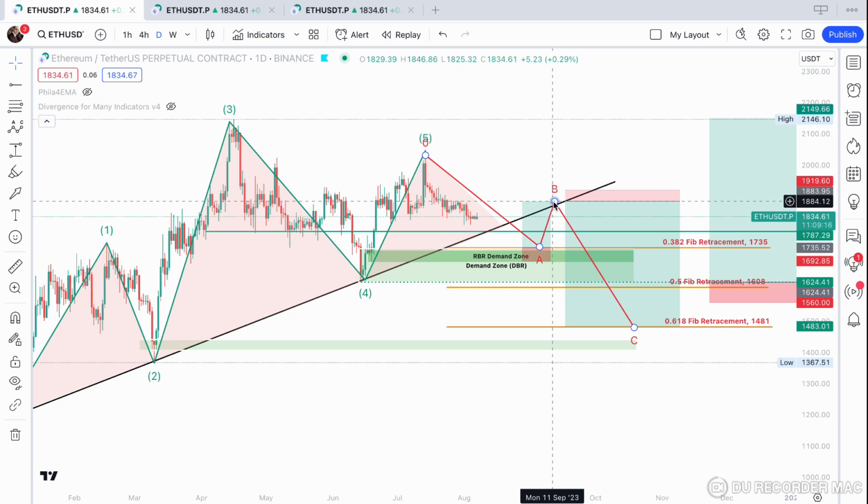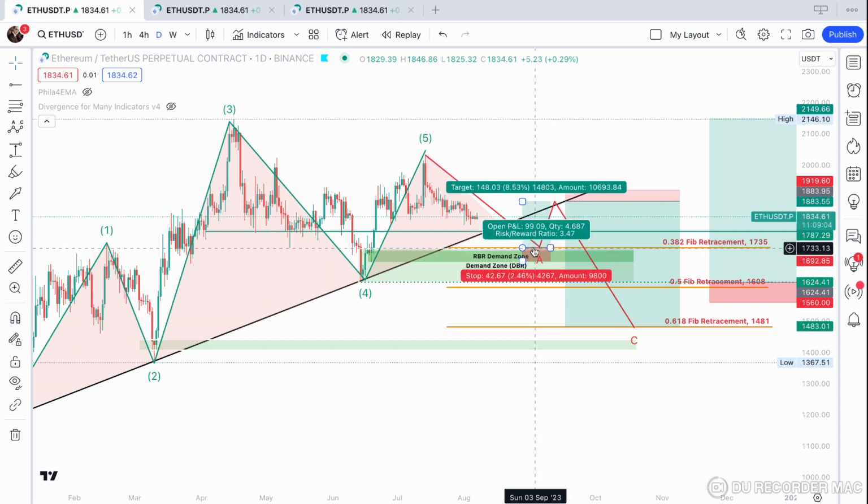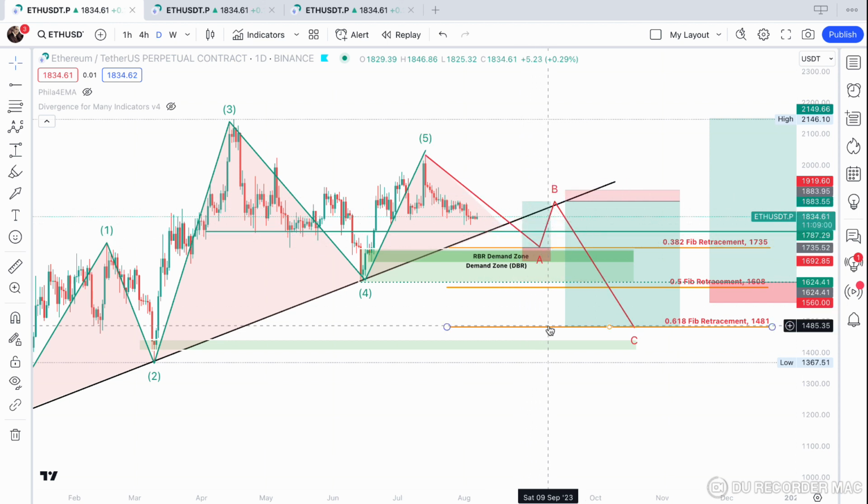a B wave, because usually when an asset loses an upward sloping trend line, it makes at least one attempt at reclaiming it. So this is the first move, losing the trend line. The B wave is the attempt to reclaim the trend line, which in my opinion will not be successful.